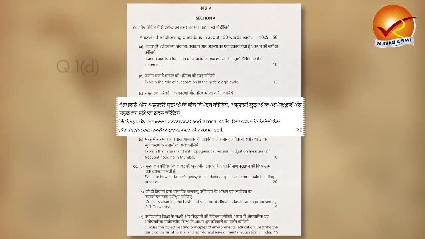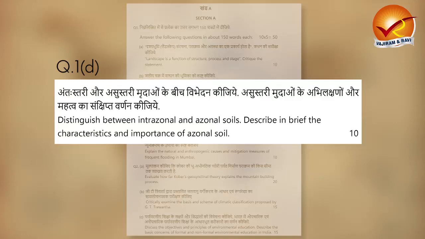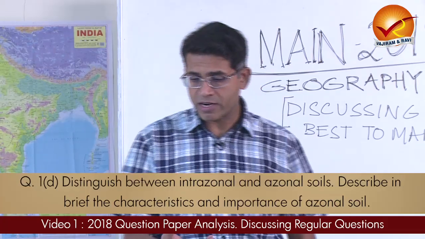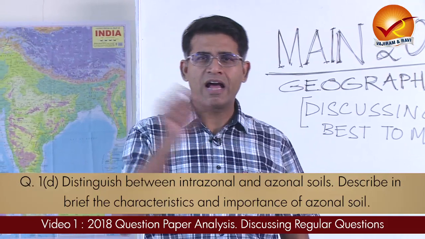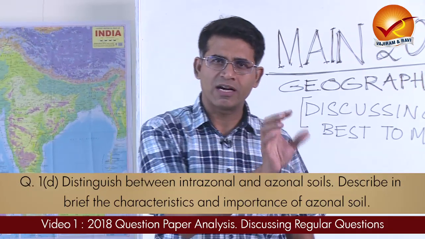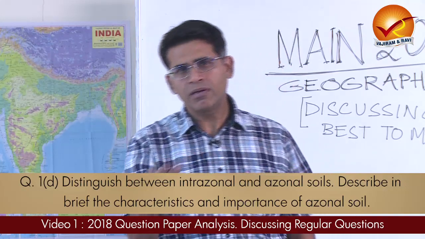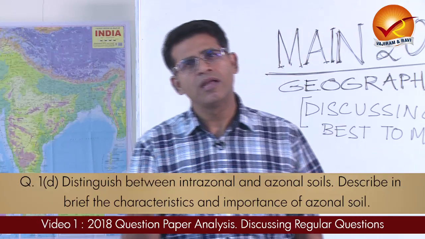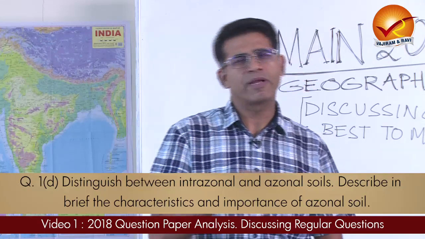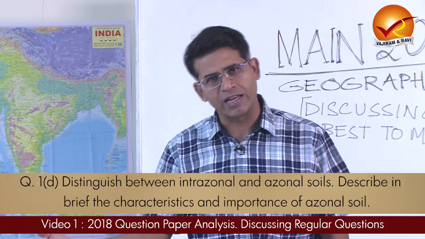The second type of a regular question was probably question number 1D. Distinguish between intrazonal and azonal soils. I think you cannot have a question more simpler than this. Straight away define what intrazonal is, what azonal is, have a schematic, a kind of flow chart where you can list down on what basis intrazonal soils are classified: the local rocks, the local water, waterlogging aspects, give examples. And what azonal are: azonal transported soils, fluvial, we have aeolian, we have the glacial.